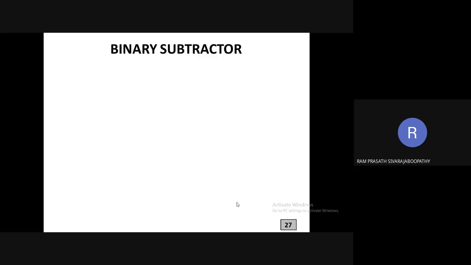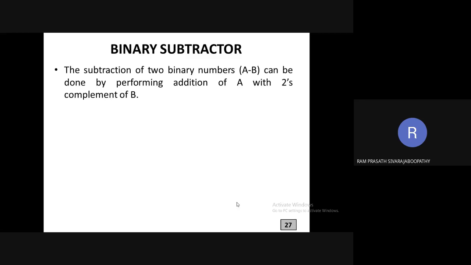Next what we are going to do? Binary subtractor. Okay, so binary subtractor means what? Two binary numbers a minus b can be done by performing addition of a with 2's complement of b. Okay, now I will ask you one question. To design the binary subtractor, whether I have to use full subtractor or half subtractor? Yes or no? Whether there is a need? See, 4-bit binary adder na half adder, full adder use பண்ணி நம்ம build பண்றோம். கரெக்ட்டா? 4-bit binary subtractor or n-bit binary subtractor அப்படின்னா நம்ம எந்த component யூஸ் பண்ணணும்?